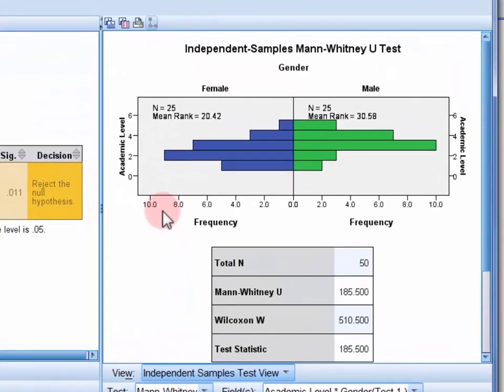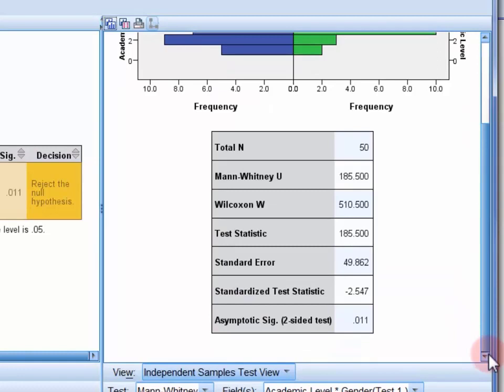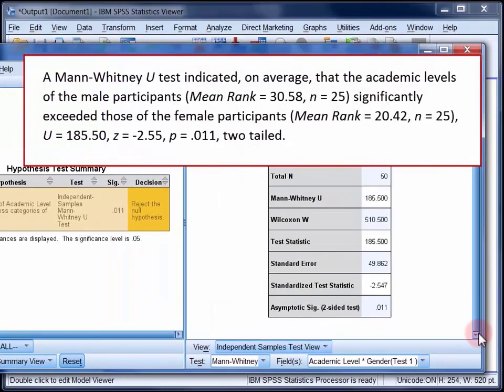Now the graph at the top here indicates that females tend to be clustered further down the scale of academic levels than males, and the males have a higher mean rank, indicating that they appear more frequently in the higher ranked academic positions. In the table below the graph, we have the information that we need for the write-up. Most specifically, we've got the Mann-Whitney U value, which is 185.5. We've got the standardized test statistic of negative 2.547, and the significance level, which is 0.011. So you could write up your findings like this.